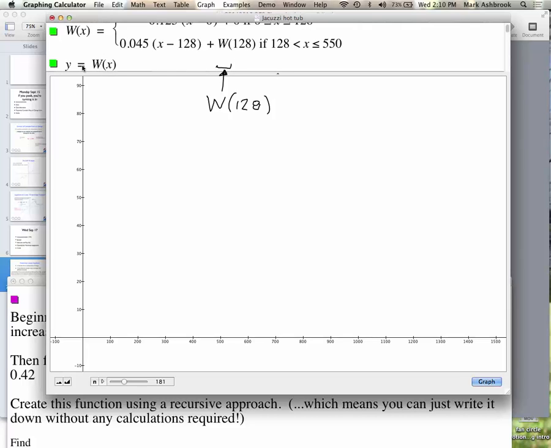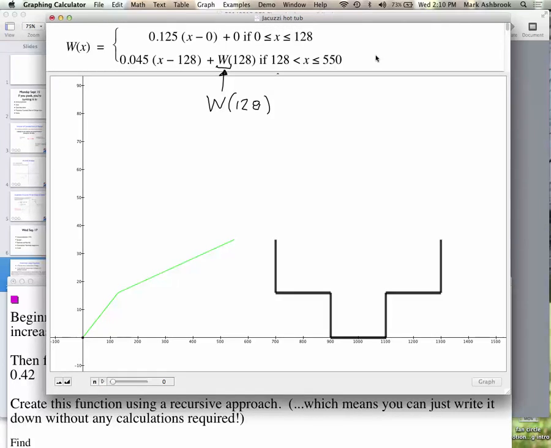Okay, so this is really helpful because instead of having to calculate that number, we let the first line of the function calculate it. So at the end of that interval, we get a height of W of 128. Well, that's where we want our starting height to be for the second part of the line.